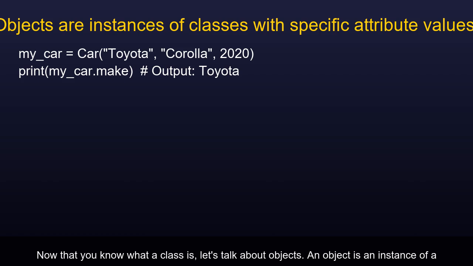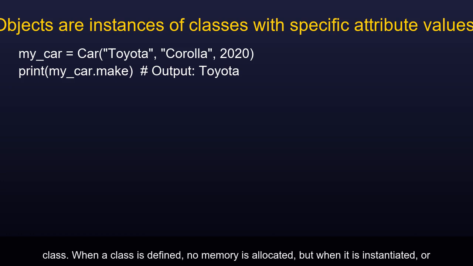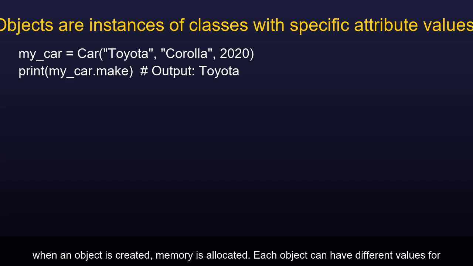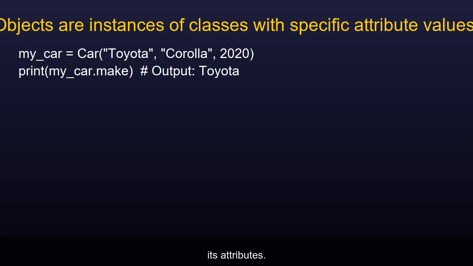Now that you know what a class is, let's talk about objects. An object is an instance of a class. When a class is defined, no memory is allocated. But when it is instantiated, or when an object is created, memory is allocated. Each object can have different values for its attributes.